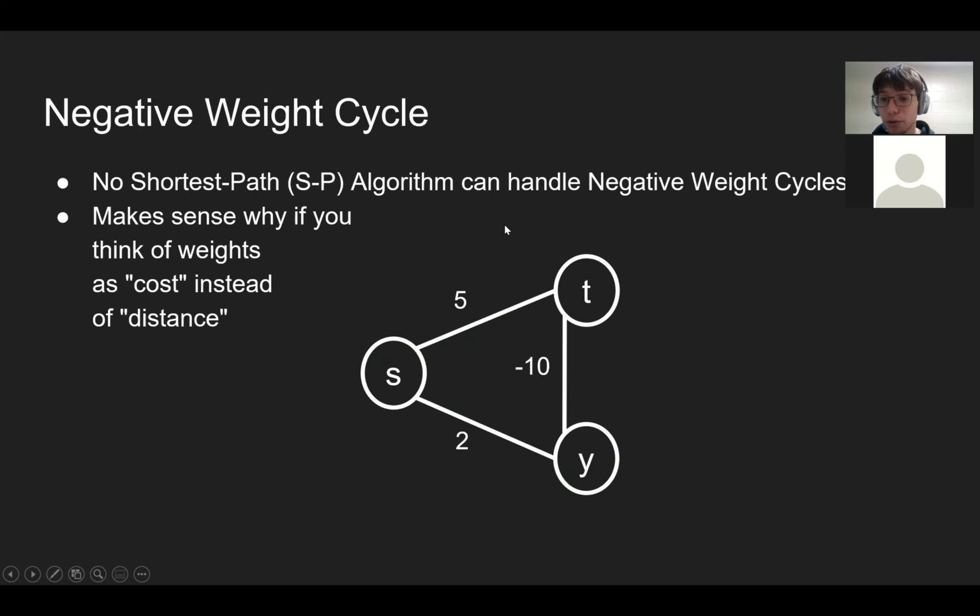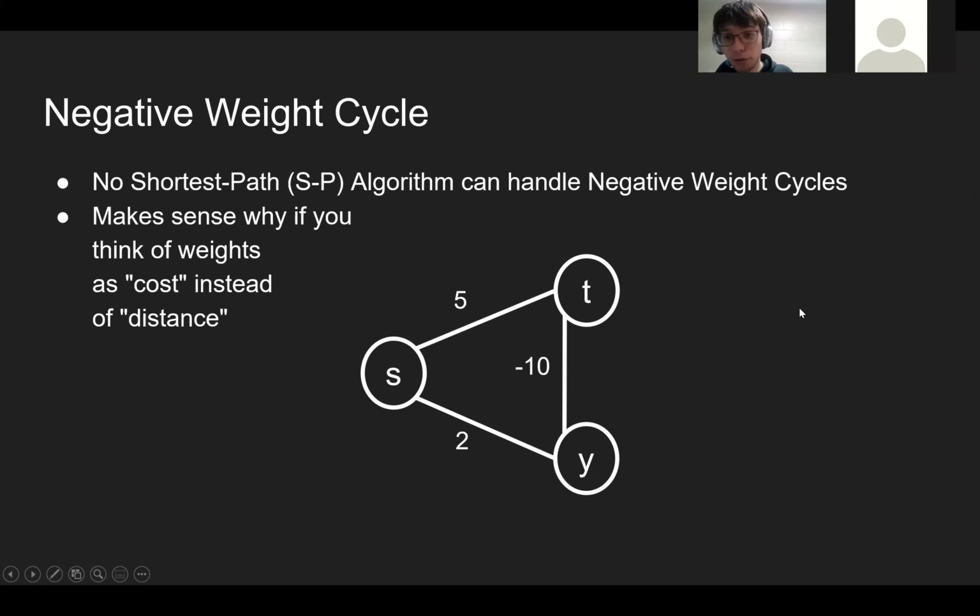With negative weight cycles, notice this is a cycle, the previous one wasn't, because now these are undirected. There's a problem because there is no optimal solution. We would just go from S to T to Y, back to S, and keep going around and around. The best possible distance is negative infinity. There is no best, so no shortest path algorithm can handle it. But Bellman-Ford can recognize it, and that's the thing we're talking about next.